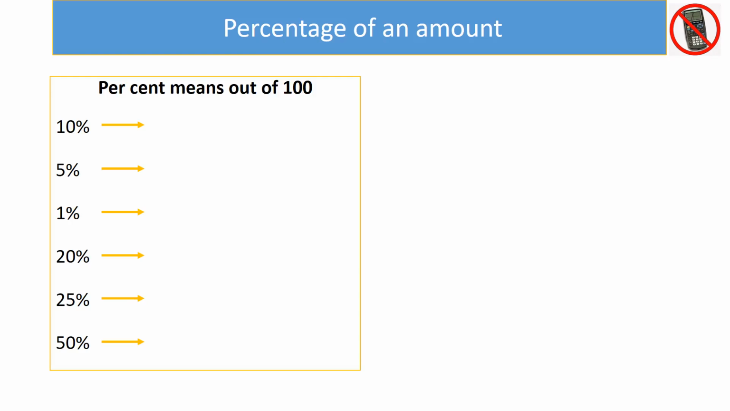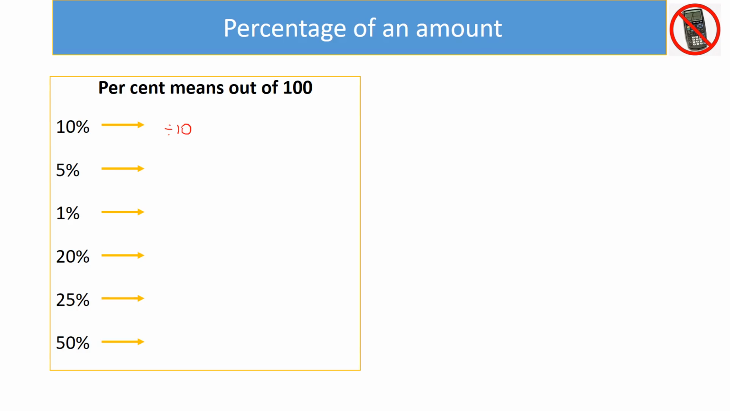In this video, we're going to look at how to work out a percentage of an amount. Okay, you need to know that percent means out of 100. So you can work out 10% of an amount if you divide that amount by 10. The reason is because there are 10 lots of tens in 100.